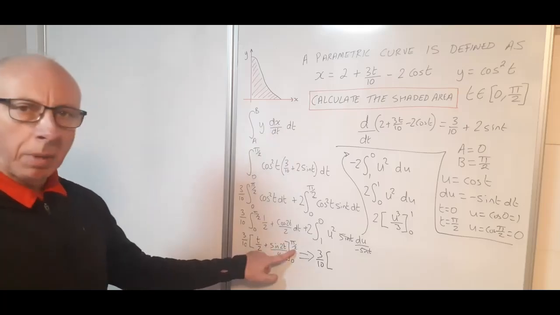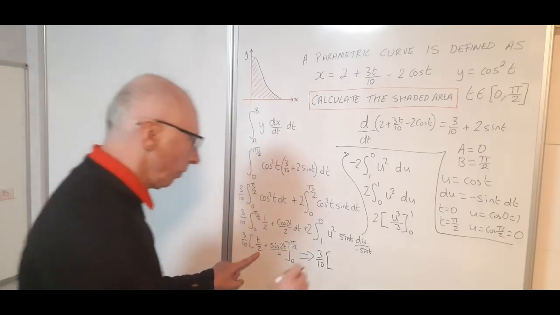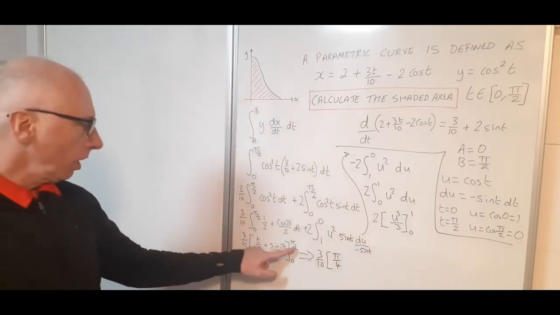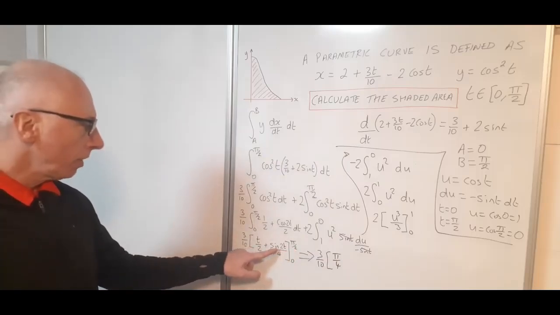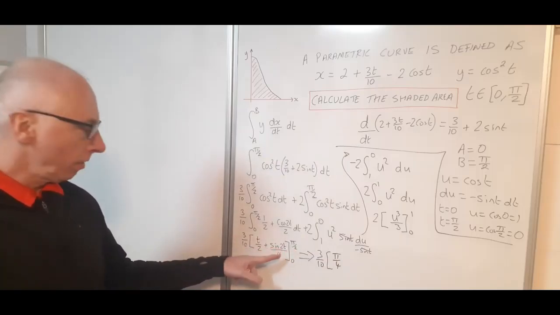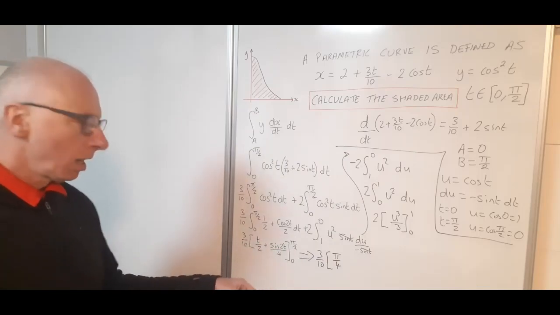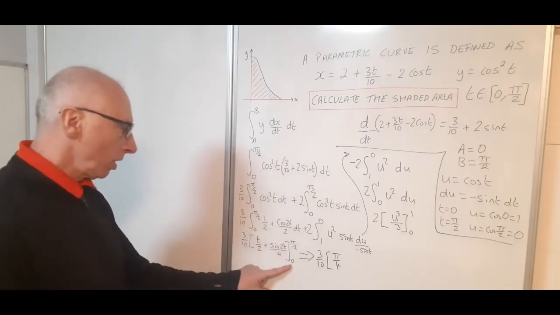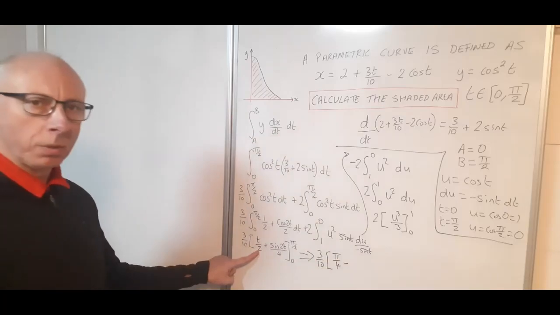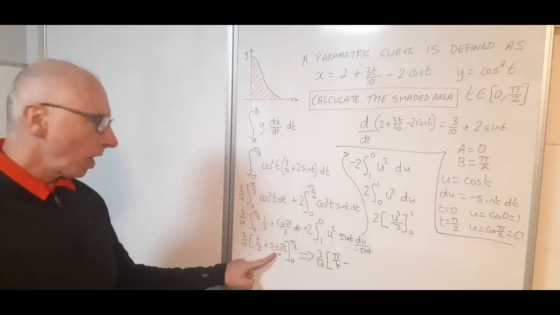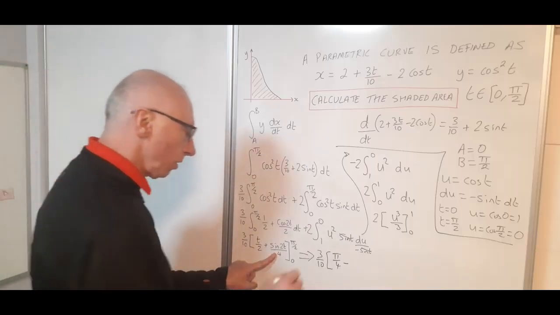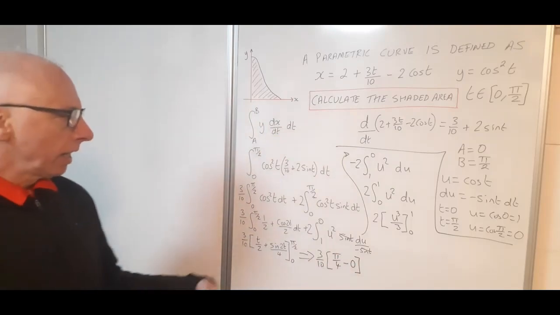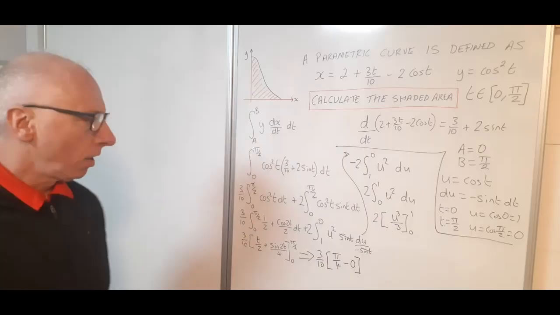T over 2 at pi over 2, that's going to give me pi over 4. And then sine of 2t at pi over 2, that's going to give me sine of pi. Sine of pi is 0, so the rest of that disappears. So now I need to calculate what happens at 0. So subtracting what happens at 0, t over 2 simply becomes 0, and sine of 0 is also 0. So the rest of this also becomes 0.